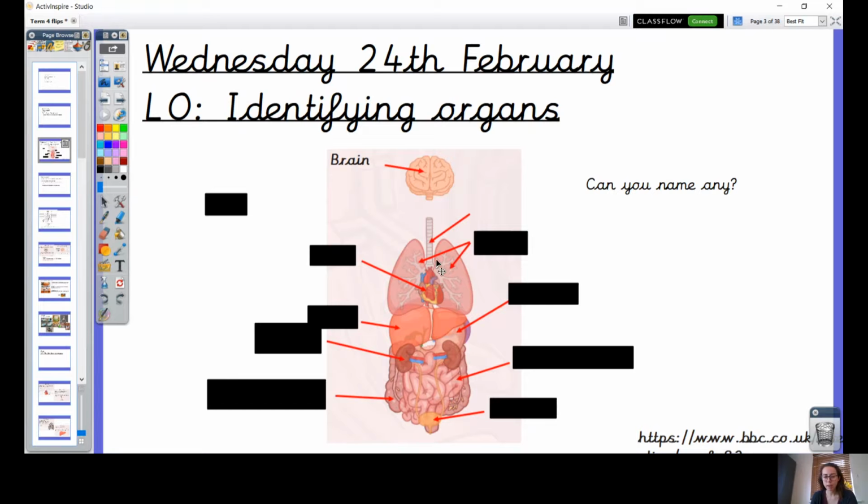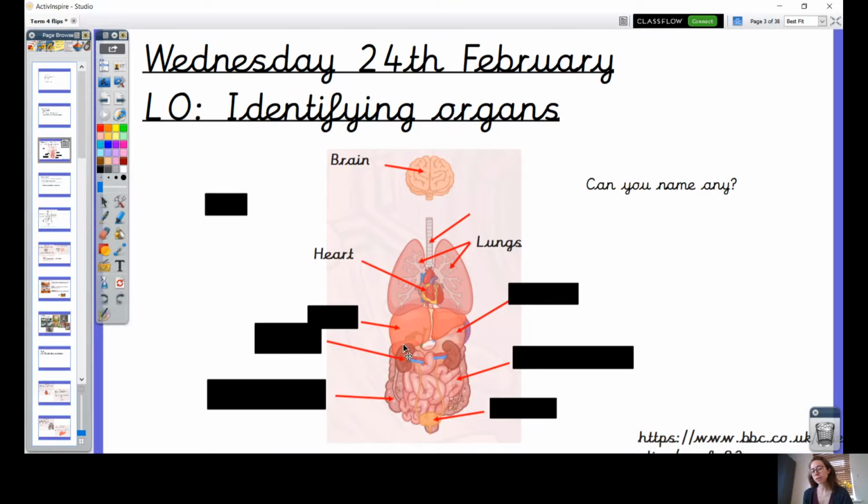And then here we've got two of these. Lungs. We should know that one. And in between our lungs, possibly a bit further back in the centre of our chest, is a very important organ, our heart. Did you get that one? And then this one here is quite a big organ, isn't it? It's quite a dark red big organ.